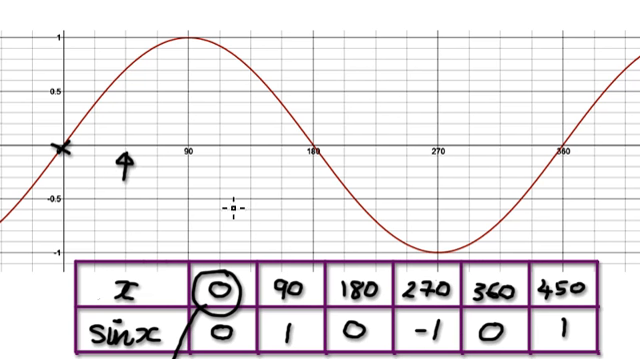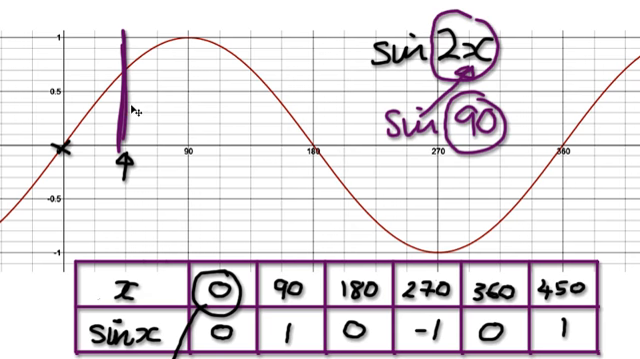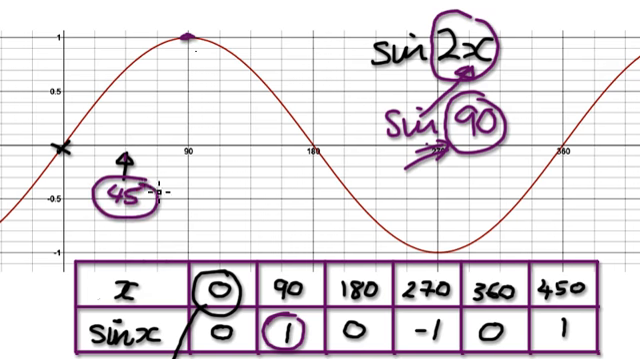Now at 45, if you put 45 into sine of 2x, you'll be working out sine of 90, because 2 times 45 is 90. Sine of 90 is 1. So when it's at 45 here, if you put this into this function, it will be sine 90, and sine of 90 is 1. So this point here moves across here.